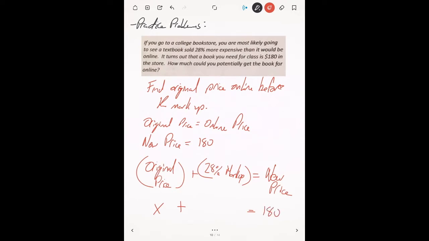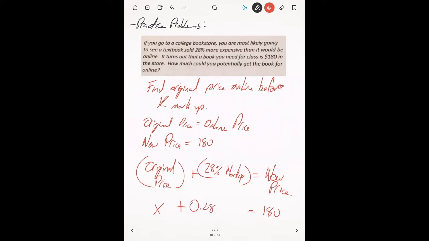So the question now is, how do we set up 28% markup? Well, we have to ask ourselves, what did we take 28% of? Did we take 28% of 180 or 28% of the original price X? Well, it should be fairly obvious that we took 28% of X, the original price. The bookstore is trying to figure out how much to sell the book for. So do they know to sell it for $180 and that's 28% of what? No, they don't. What they're doing is they're taking the original price, figuring out what 28% of that is, and adding that on. So the markup really is always applied to the original price.